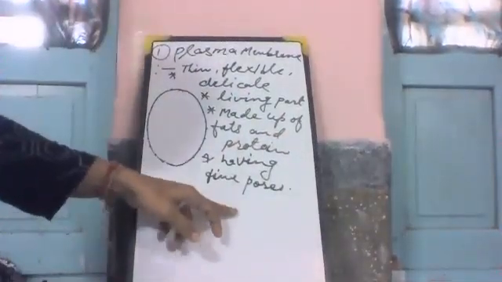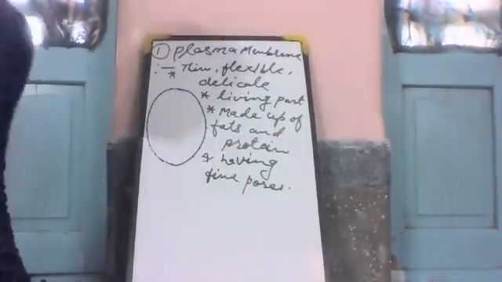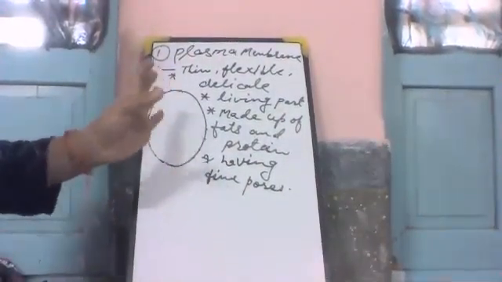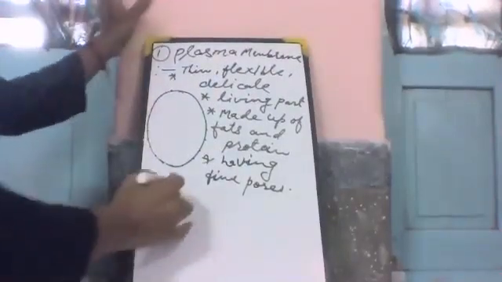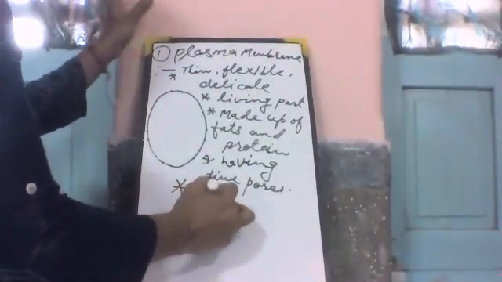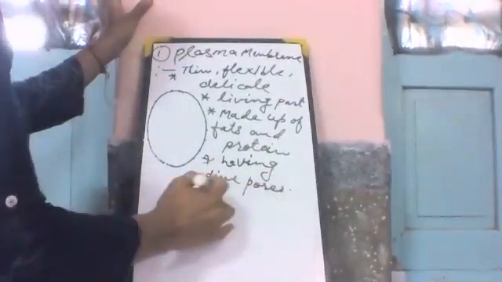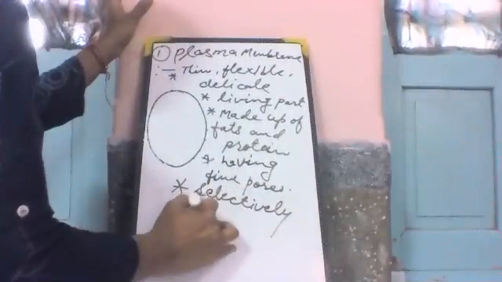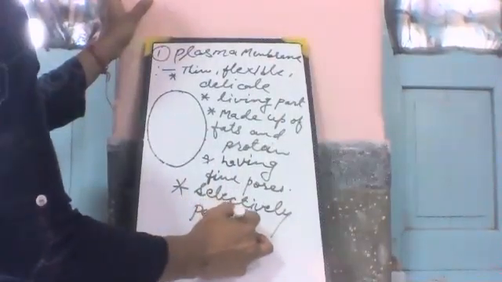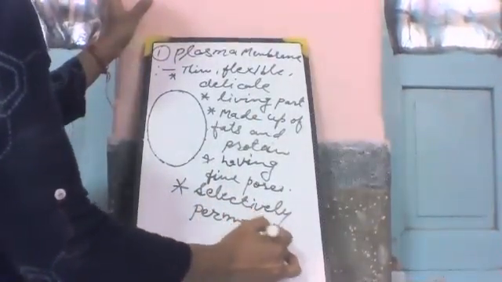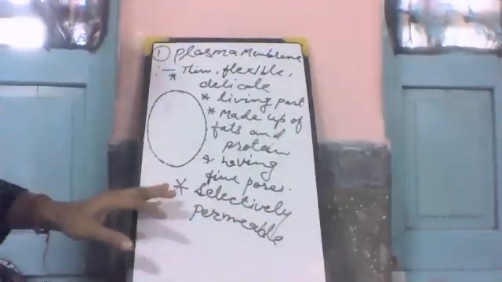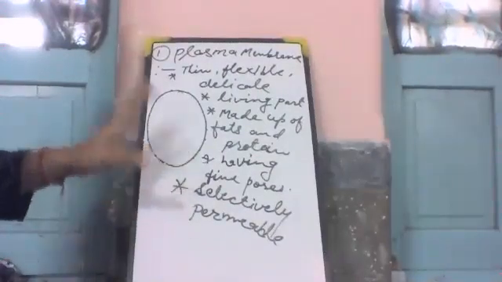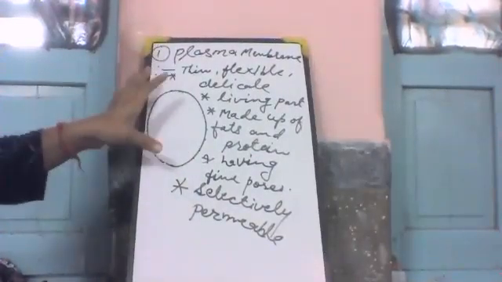Due to the presence of these pores, the substance can enter and can release from the cell. It is selectively permeable. Selectively permeable means only selected substances can enter the cell.